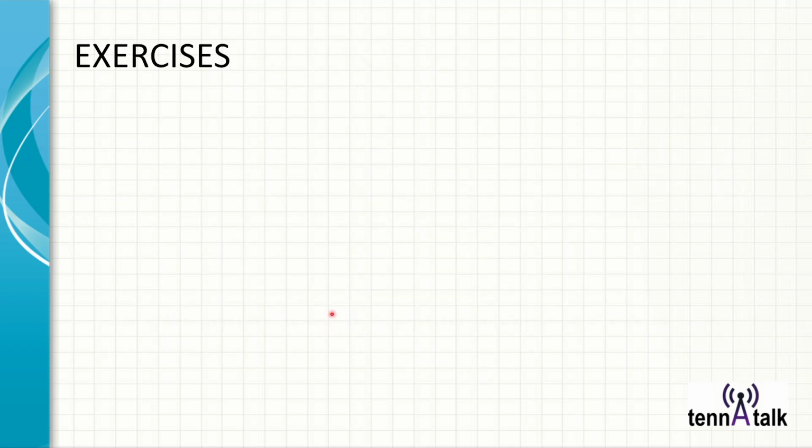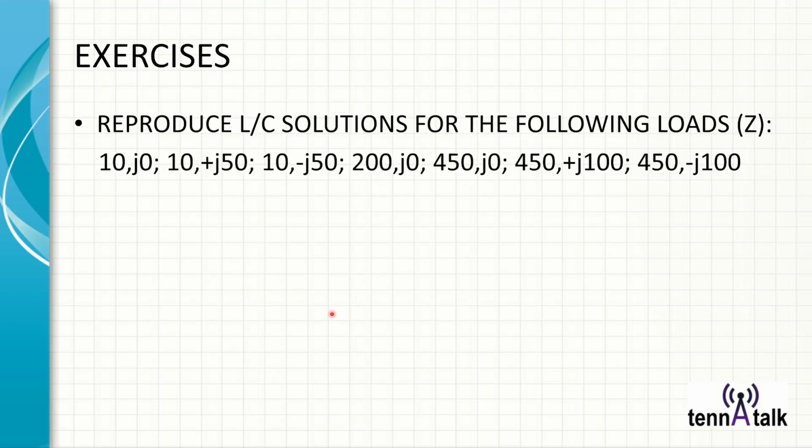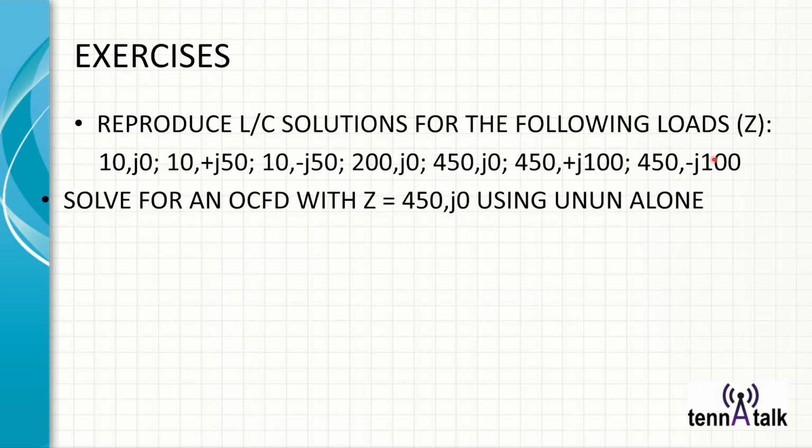So with that, I want to give you a couple exercises. I'd like you to try to reproduce the LC path solutions manually for the following fixed impedance loads: 10 and 0, 10 plus 50j, 10 minus 50j, 200 and 0, 450 and 0, 450 plus 100j, 450 minus 100j. That'll get you comfortable driving it around.